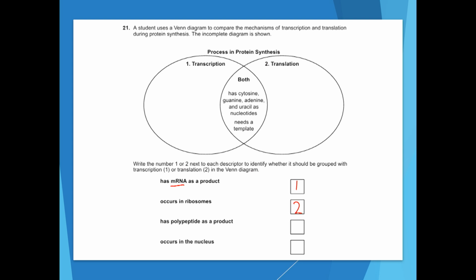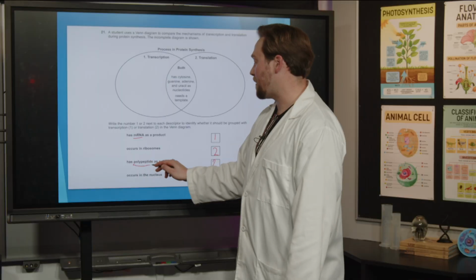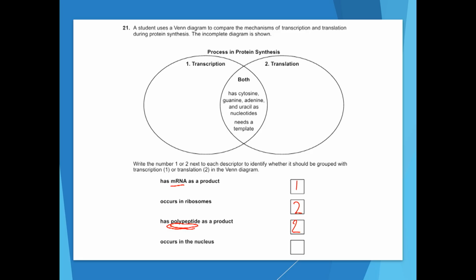The next one has polypeptide as a product. Okay, this is also going to be translation. In translation, we go from messenger RNA to proteins. Remember that polypeptide sometimes is used interchangeably with the word protein, but through this process of translation, we're making a polypeptide. So that's going to be number 2.